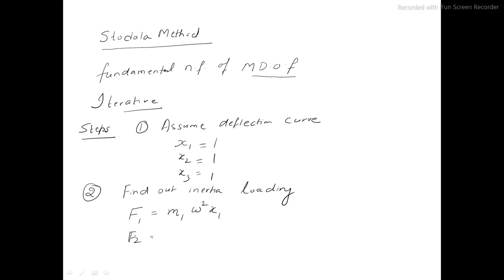Similarly, the second inertia force is m2 omega square x2, and for 3 degrees of freedom there will be a third, m3 omega square x3. So three forces act on the system. Since x1, x2 and x3 are all 1, we can write the inertia forces F1, F2 and F3 as m1 omega square, m2 omega square, m3 omega square. That is your second step. The first step was to assume the deflection curve, and the second was to find the inertia force or inertia loading.